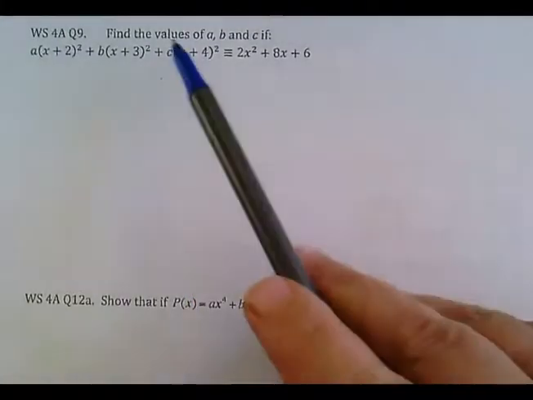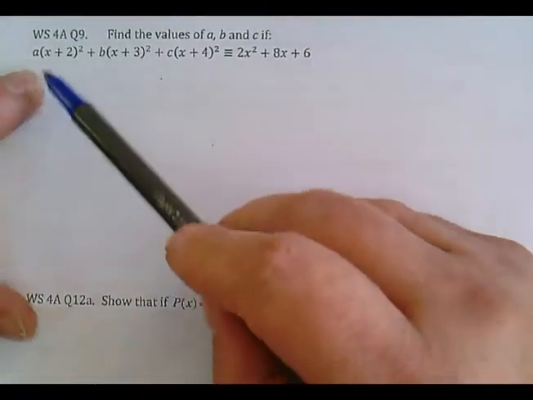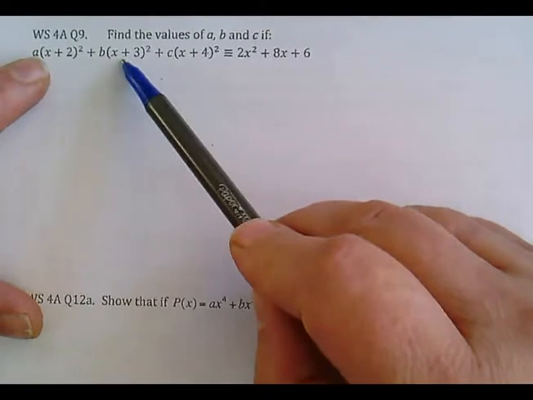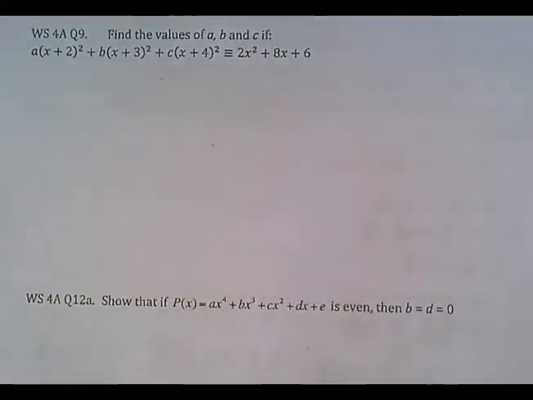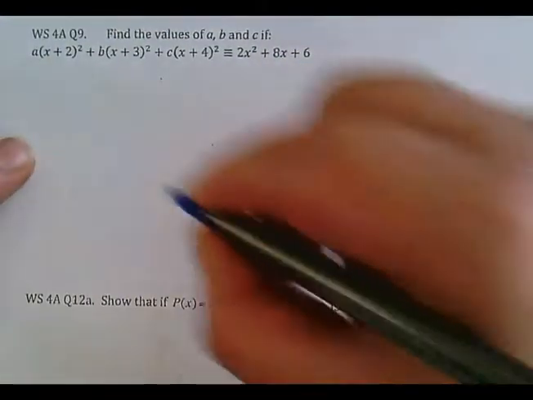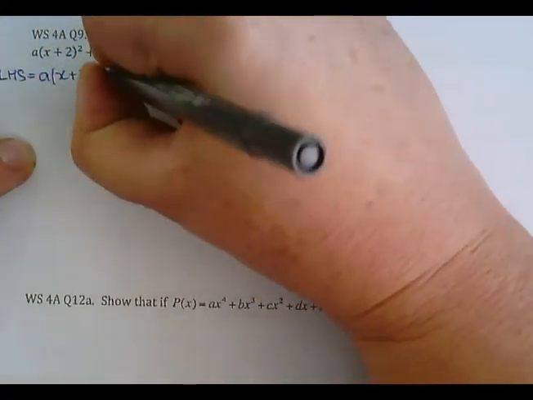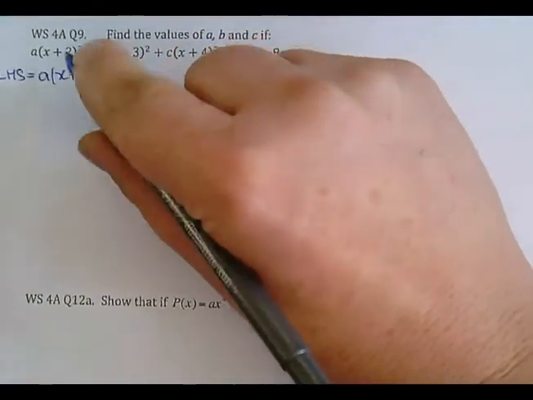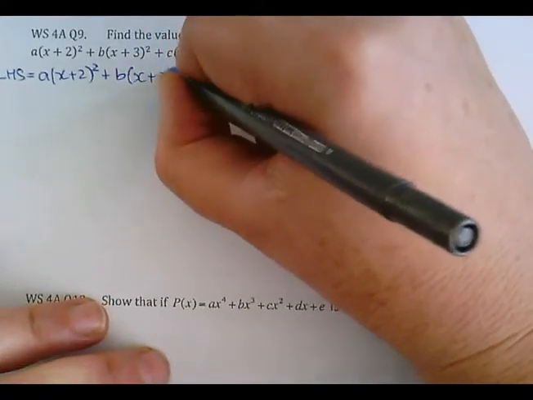4a, question 9. Find the values of a, b, and c if a times (x plus 2) squared plus b times (x plus 3) squared plus c times (x plus 4) squared equals this. Just looking at that, what do you think we need to do to the left-hand side? I think we need to expand it. So your left-hand side is a times (x plus 2) squared plus, it's different. It's not a plus 2 in the brackets with the x on the outside. So we're going to have to expand it.